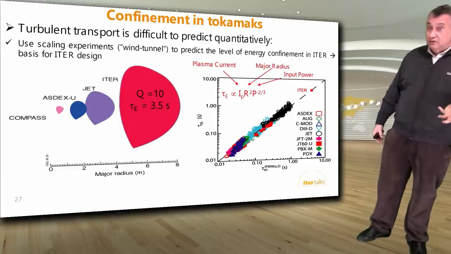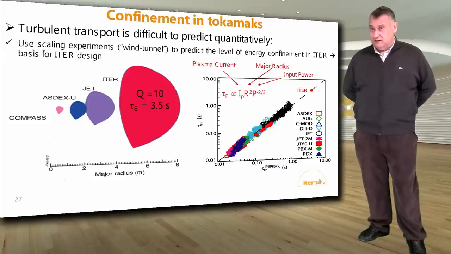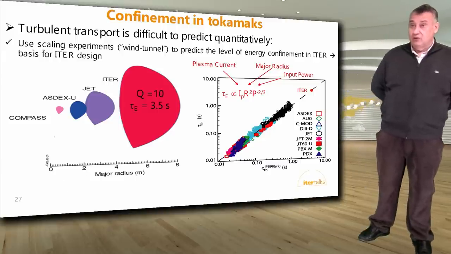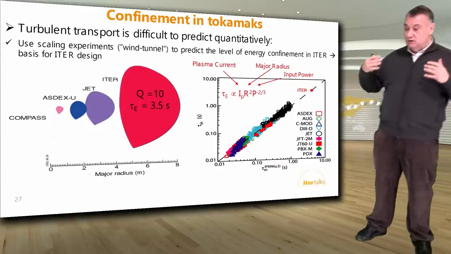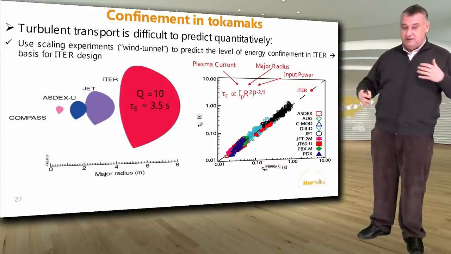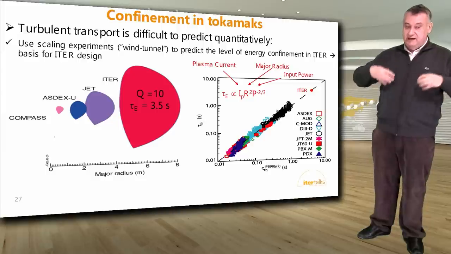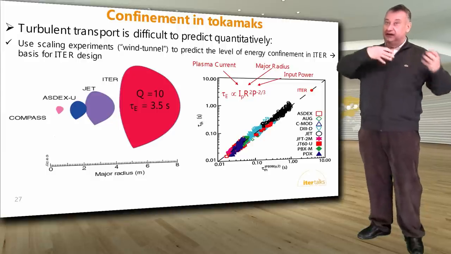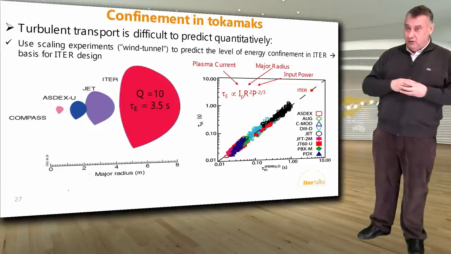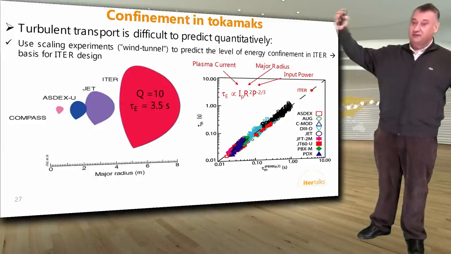We have a new approach, which is more common when you have to address turbulent phenomena, which is the one they follow in aeronautics, which is called the wind tunnel. So what you do is you know what the intrinsic properties of the turbulence are, how it scales with the size, how it scales with the velocity, etc. And you do wind tunnel experiments in which you create plasmas which are similar in these critical dimensions, and then you see how the properties of the plasma scale.